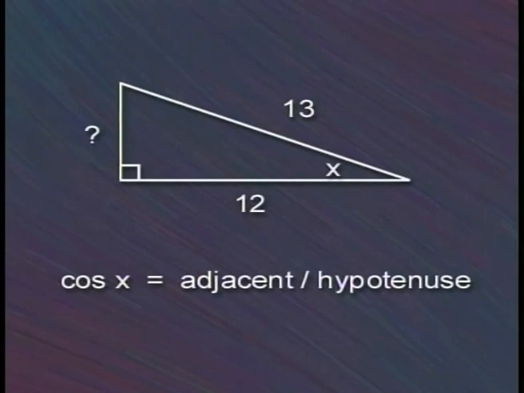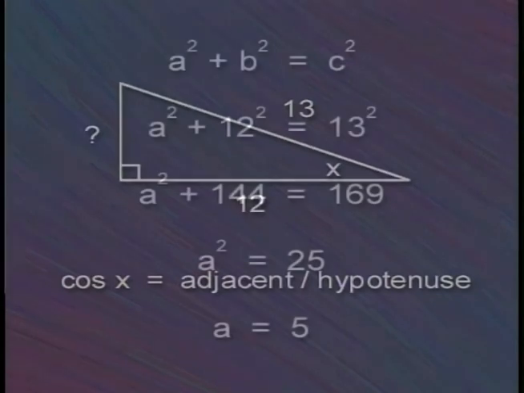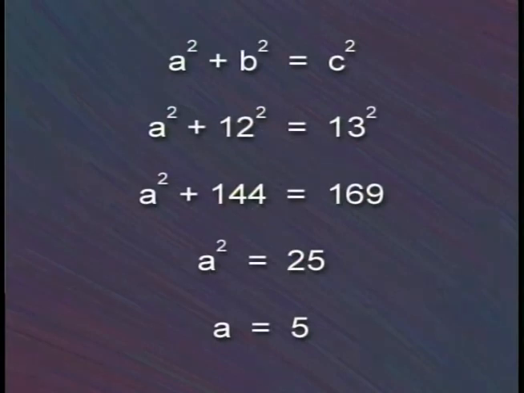The definition of cosine is as follows. Cosine x equals the adjacent side divided by the hypotenuse. If cosine x equals 12 divided by 13, then in this right triangle the hypotenuse is 13 and the adjacent side is 12. To find the tangent of angle x, we need the value of the unknown side. Use the Pythagorean theorem to find this unknown side. A squared plus b squared equals c squared. In this triangle, side A equals 5.